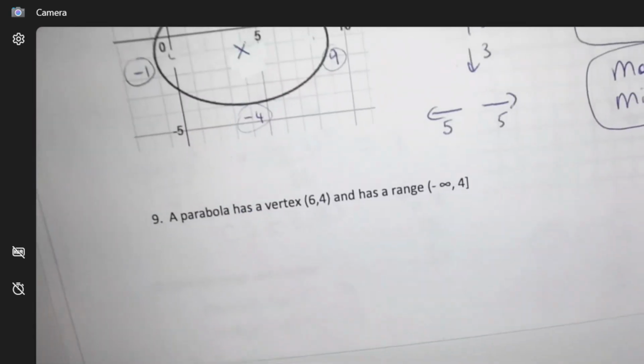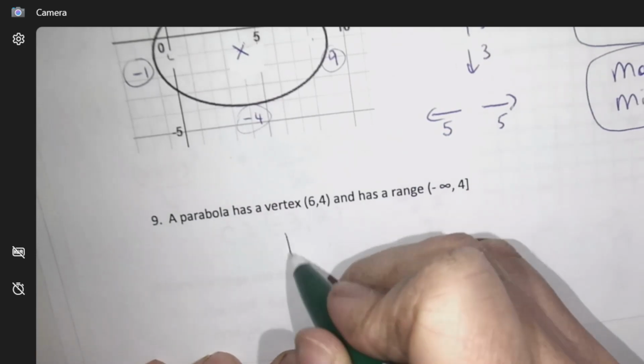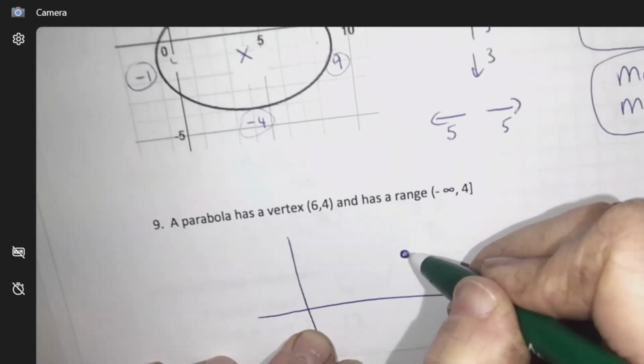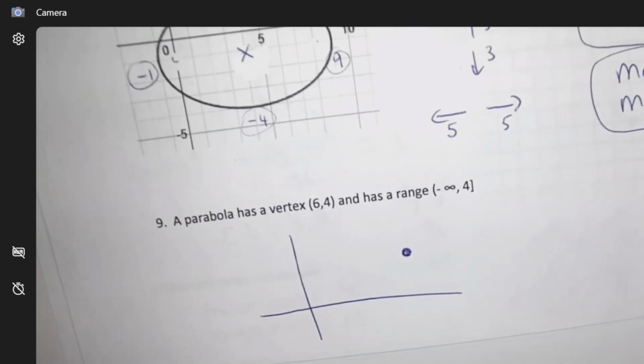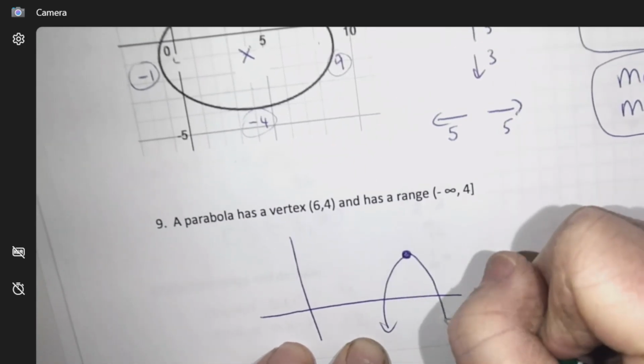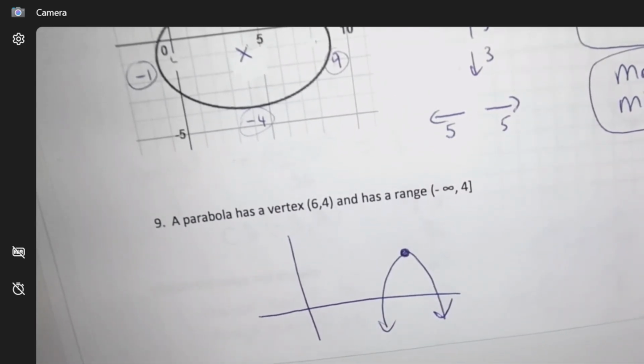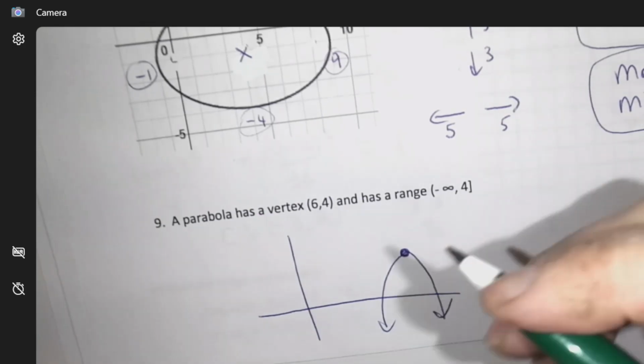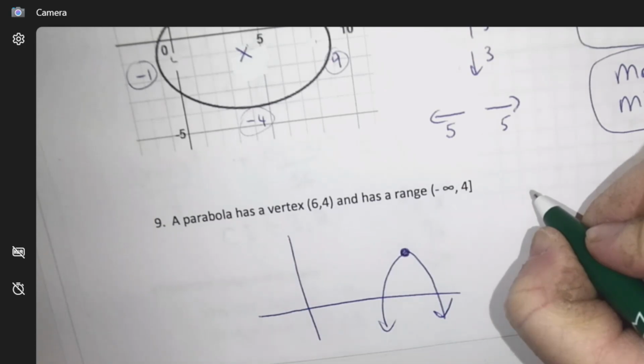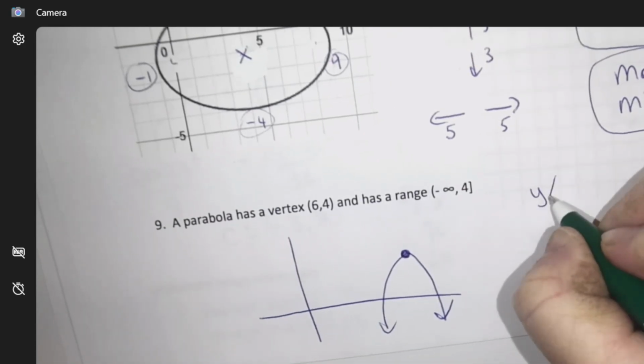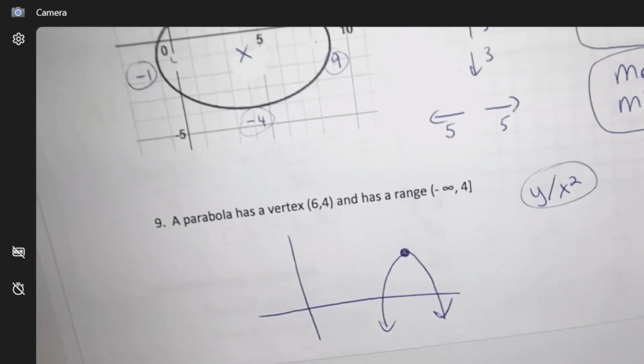Okay, a parabola has a vertex of (6, -4), and the range is -infinity to 4. So how would you draw it if its range is like that? So this is a parabola with, which one does not have a squared? You would have it like that.